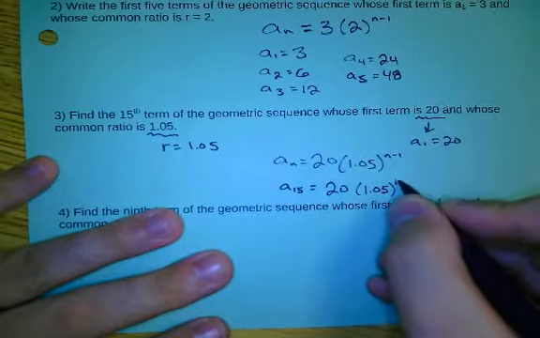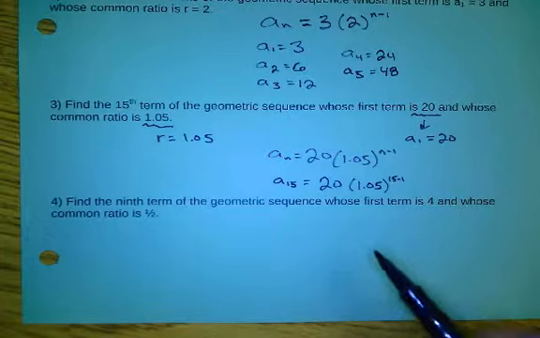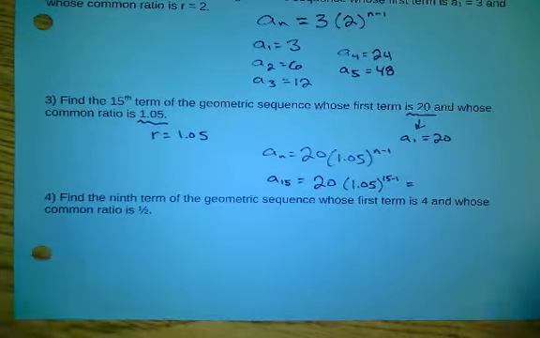So what you do now is you just plug in a 15. You do have a calculator in front of you. What is 1.05 to the 14th power times 20? I don't know it. 39 point what?